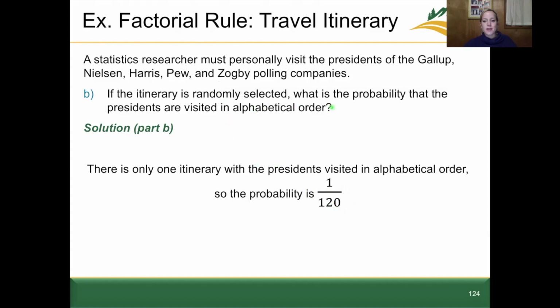Here we're asked about the probability that the presidents are visited in alphabetical order. There's only one possible way we can visit the presidents in alphabetical order. So here we have 1 because there's only one different way we can achieve this alphabetical order, divided by the total number of ways we can visit these presidents. So that is our final answer for part B.